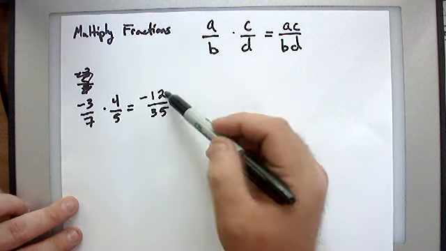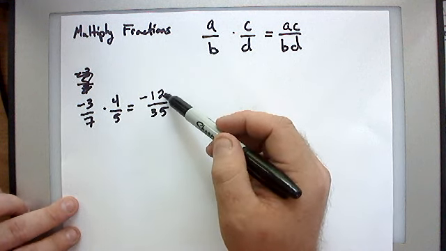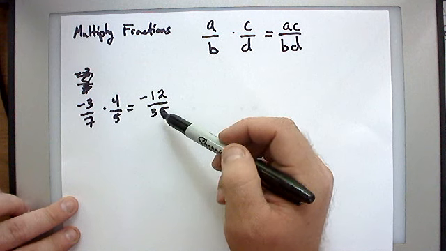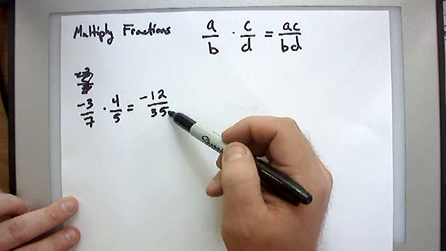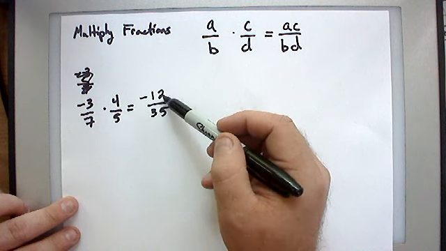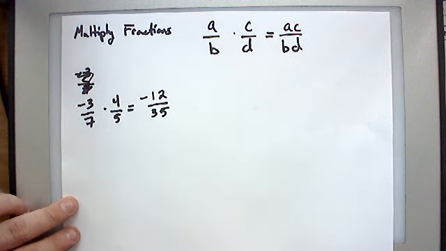Does anything go into 12 and 35? Well, what goes into 12? 2, which does not go into 35. 3, which is not going into 35. 4, which is not going into 35. And 6, which does not go into 35. So in that case, we're clear.